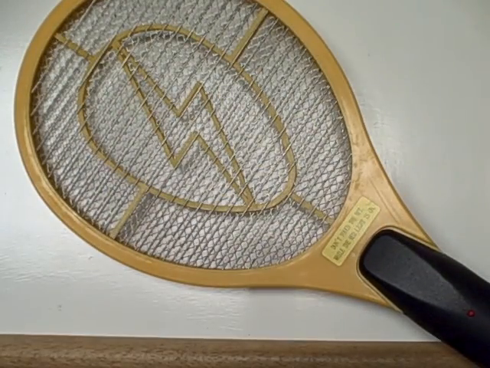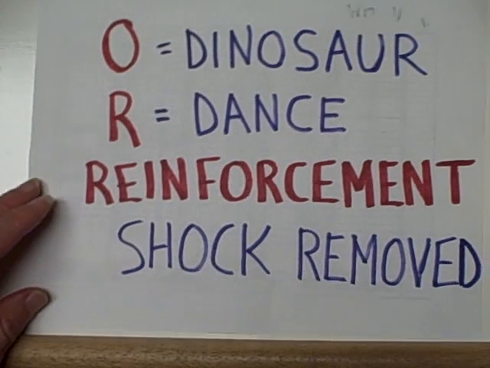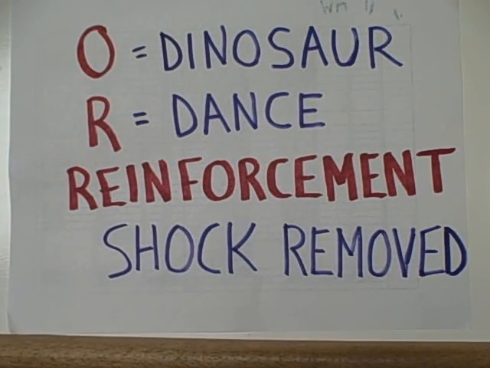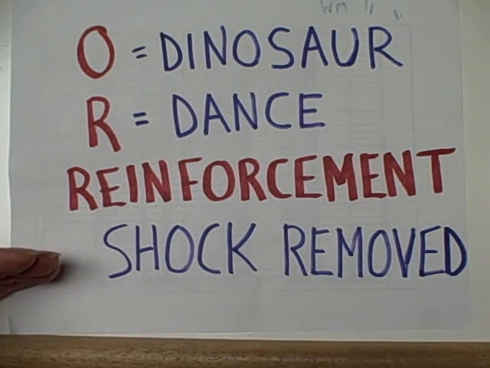So what's going to happen in the future is we're going to see a kind of negative reinforcement take place. The organism is the dinosaur. The response that she emitted was to dance. And when she started dancing, we put the electricity off. The termination of that aversive stimulus is the negative reinforcement.